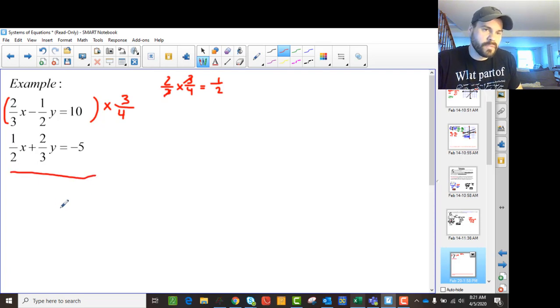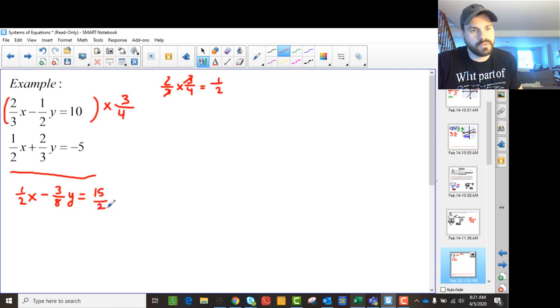So I'm going to do that. So 2/3 times 3/4 I already know is 1/2 x. Then I have to do 3/4 times 1/2. So that gives me 3/8 of y. And then 3/4 of 10 is 30 over 4, which reduces to 15 over 2. So that's that equation. This equation now is 1/2 x plus 2/3 y is equal to minus 5.